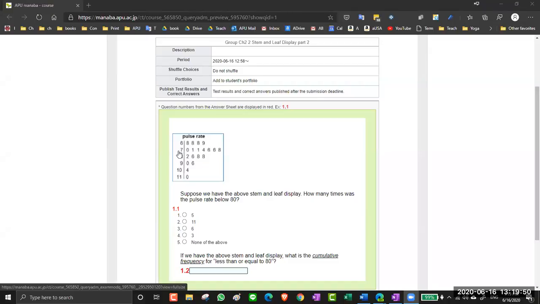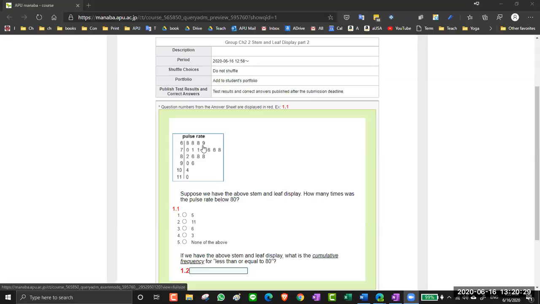So this is pulse rate. Let's just understand what this is. So this is a pulse rate stem and leaf display. That's what's called a stem and leaf display. So what does this 8 mean? First of all, what is pulse, by the way? A person's heartbeat. Yeah, it's something about our heartbeat, right? Okay. So what does this 8 mean? 68. Means 68, right? So 68 beats per minute or something like that, right?